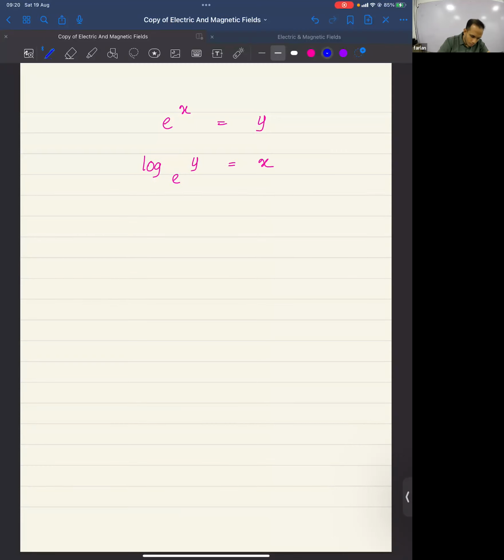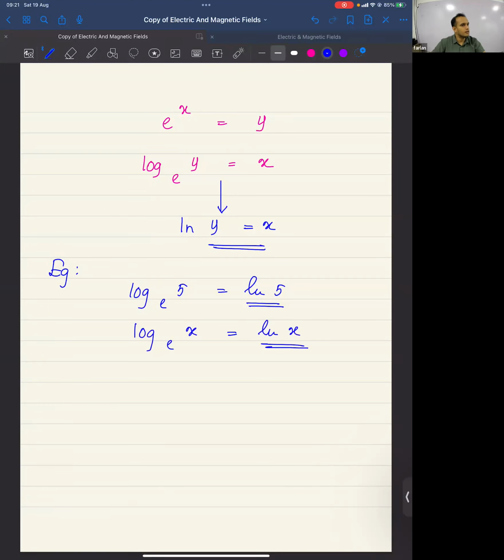Now this log y to the base e is represented as ln y. So ln y equals x. This log y to the base e can be written as ln y. For example, if you want log 5 to the base e, that is written as ln 5. If you want log x to the base e, that is written as ln x. Understood? Take down this also.